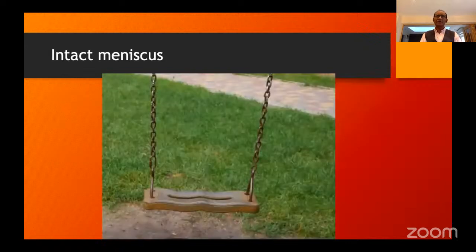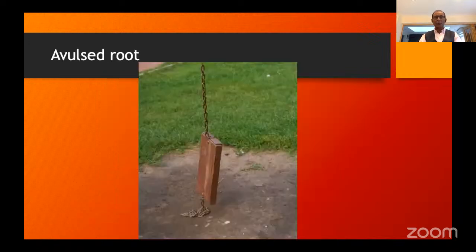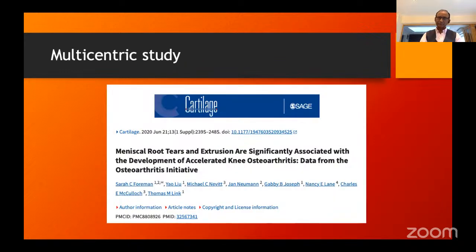The way I also explain it is, think of the meniscus like a swing. It has got two anchors at the top, one on each side. Because they are attached at the top, the whole swing is functional, okay? And if one of the anchors breaks, what happens to the swing? It's no longer a swing. It's not functional. And that's exactly what happens to the meniscus. So the meniscal roots being intact is critical to the function.